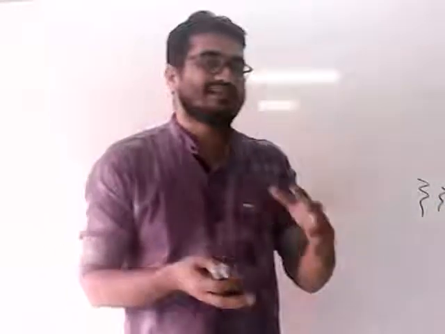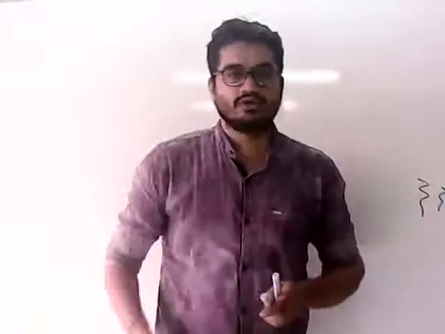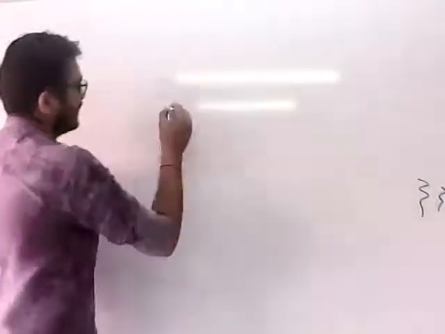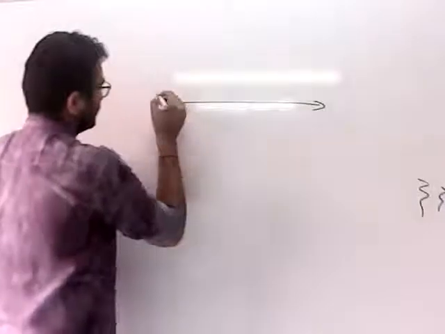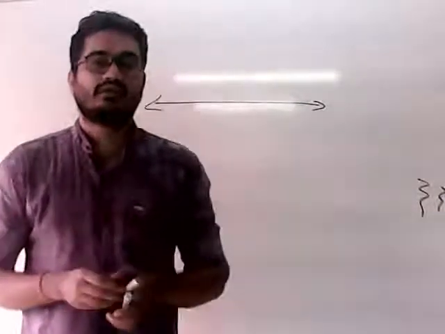So first, what is a line? A line is something that has no end on both sides, both side endless rays. That can be defined as a line.